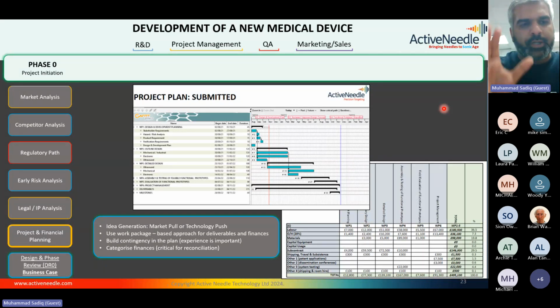And the end point, really, of this phase zero is you actually have an approval for the project, so you can get cracking with the design and development activities.